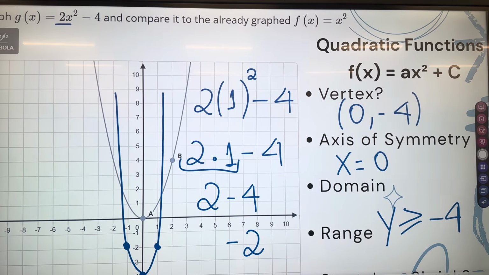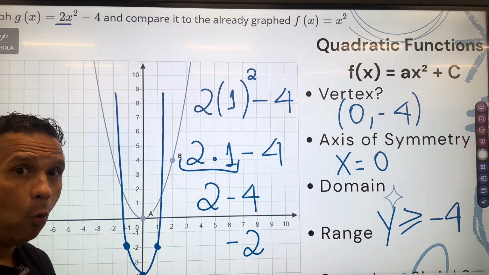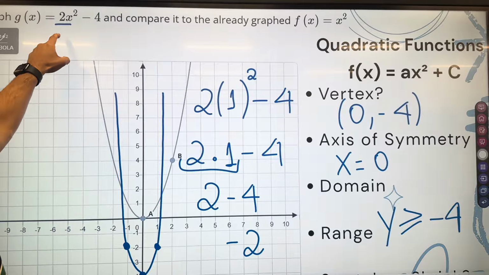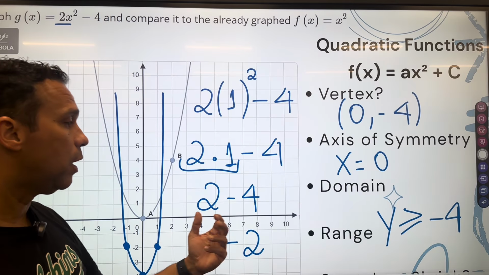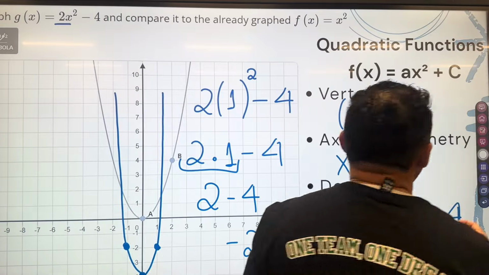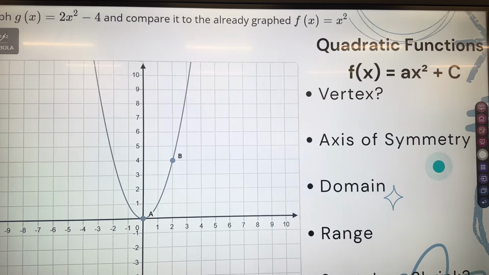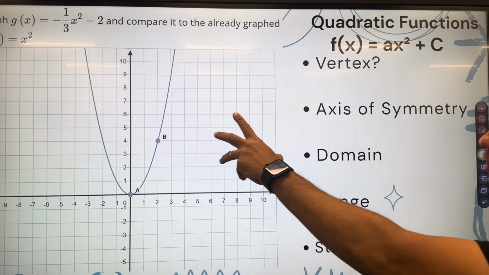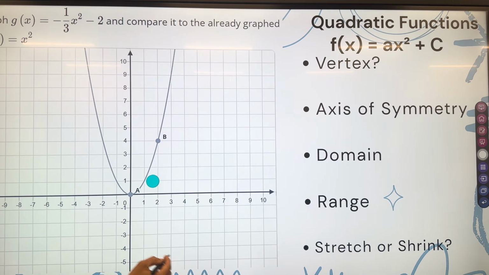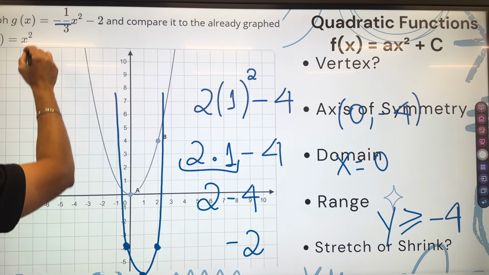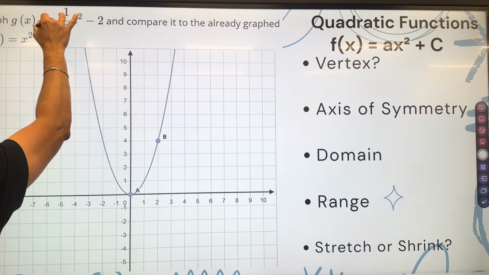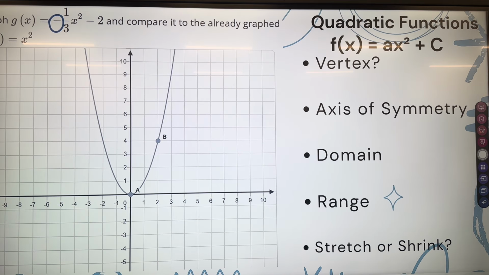I hope this is clear. Also, because a is not 1, there was either a shrink or a stretch. Since it's a whole number, not a fraction in this case, it's going to be a stretch. One more question. If we have a negative sign, we know there's going to be a reflection first. So we take the parent function and go 2 units down. That's my first point.